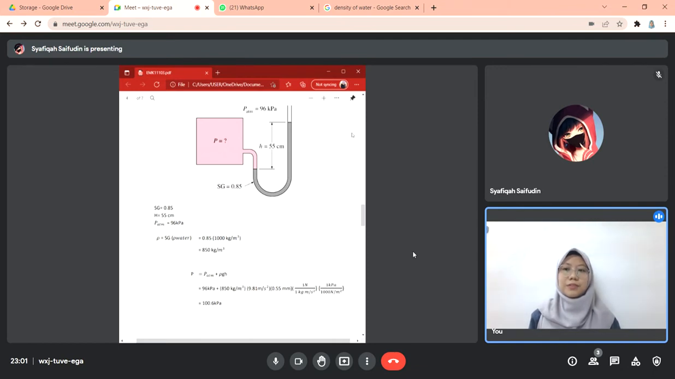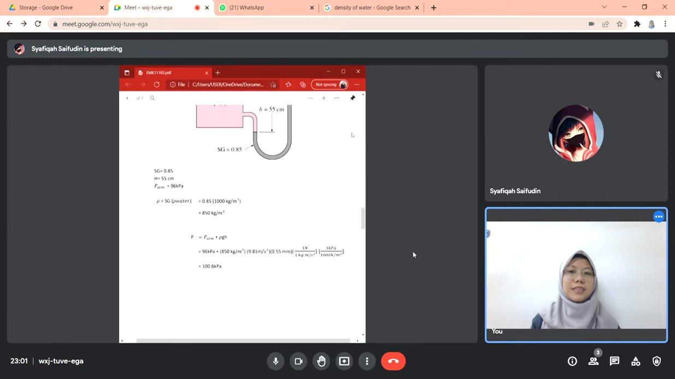So first I find the density of the fluid, which is I multiply the specific gravity with the density of water, and I get 850 kilogram over meter cubic. So when I got the answer, I can add it with the atmospheric pressure, which is 96 kilopascal. The answer for this question is 106 kilopascal.